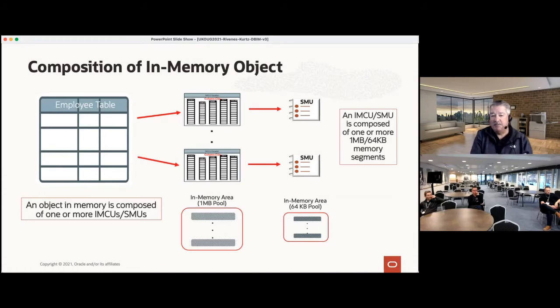But an object will be populated in the column store, and it'll be made up of one or more IMCUs. Each of those IMCUs will then be made up of one or more of these 1 megabyte extents I mentioned. And then each IMCU will have an SMU, or the metadata unit, and it'll be made up of one or more 64K extents out of the 64K pool. And so together, that's basically how an object's populated in the column store.